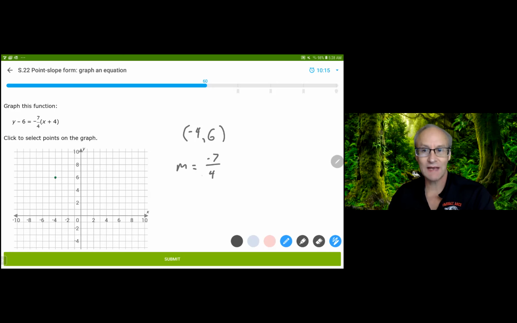Well, I don't actually have to count 7. I know that if I go 6 and one more, I'll have gone 7, and then I need to go over 4, which puts me right there. I just went down 7 over 4. Can you all see it? Hopefully.